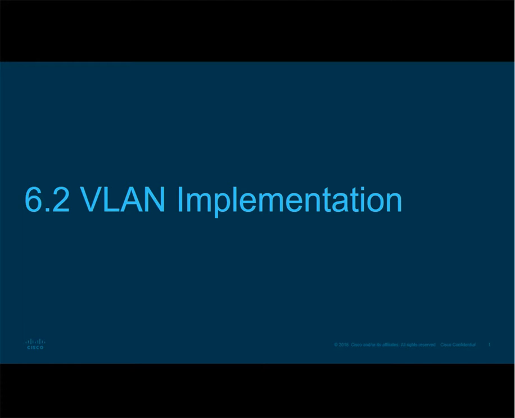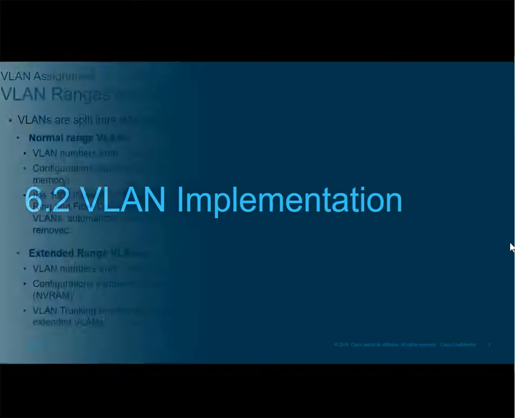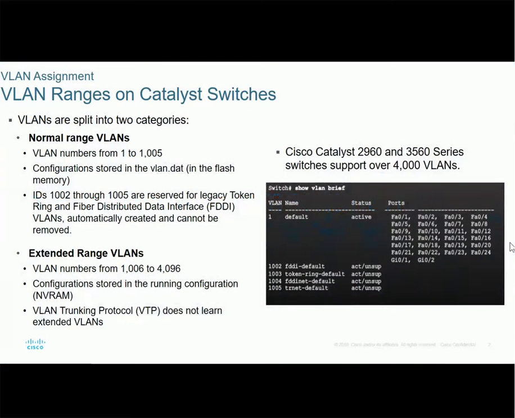This is chapter 6 on VLAN, and in this video I talk about VLAN implementation that is covered in section 6.2. And what is VLAN implementation? Now in this lesson we learned that different Cisco switches support various numbers of VLANs. The number of supported VLANs is large enough to accommodate the needs of most organizations.